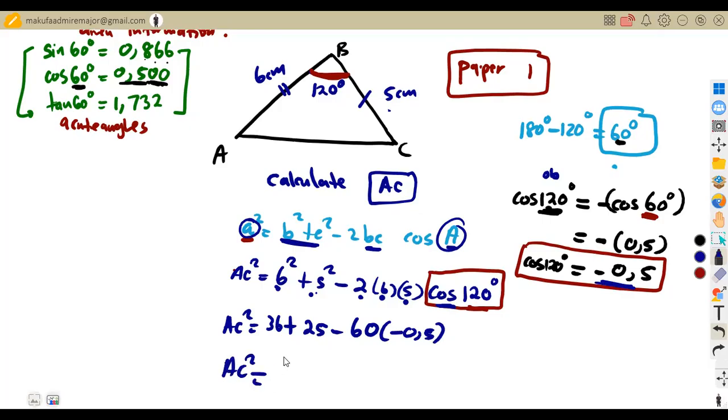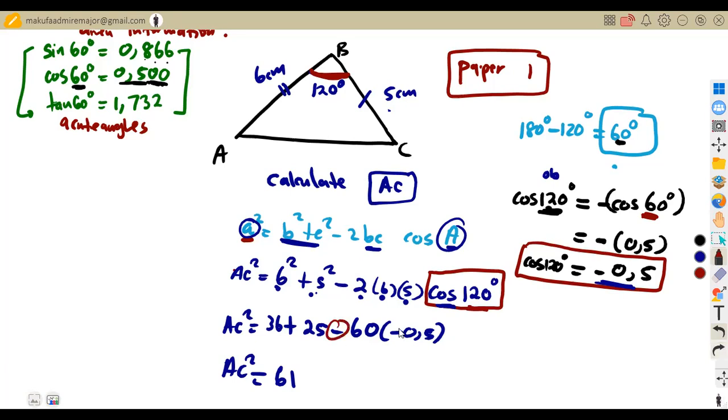So AC squared, once we add 36 and 25 together, is going to give us 61 minus. Take note of this part: you are in paper 1, so BODMAS also applies. Here you combine these two, but here we are supposed to multiply. Remember from our BODMAS concept, we've got a multiplication there. So we are supposed to multiply by 0.5.